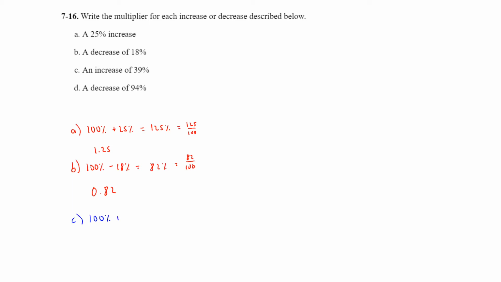So an increase of 39%. 100% is the original. You're increasing it 39%, so that's 139%, or 1.39. And then D, a decrease of 94%. So we will be subtracting 94, which leaves us with 6%. 6 out of 100 is 0.06.